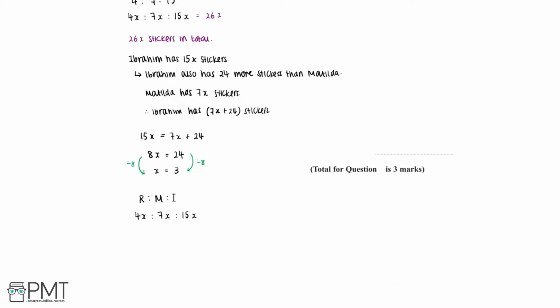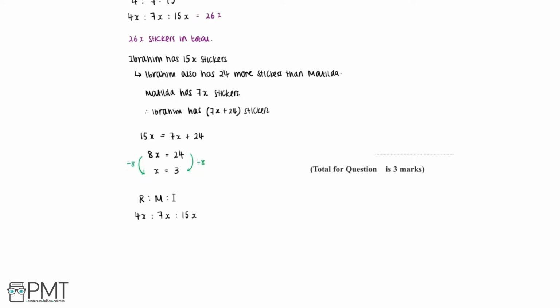Like we said before, the ratio of the number of stickers that Rosie has to the number of stickers that Matilda has to the number of stickers that Ibrahim has is equal to 4x to 7x to 15x. We know that Rosie has 4x stickers, Matilda has 7x stickers, and Ibrahim has 15x stickers. We've also found that x is equal to 3, and so we can find out how many stickers each person has.